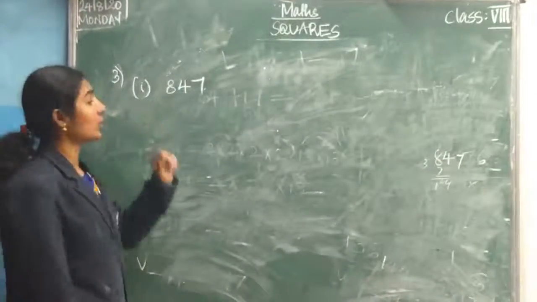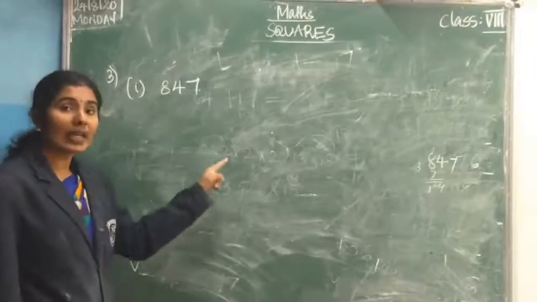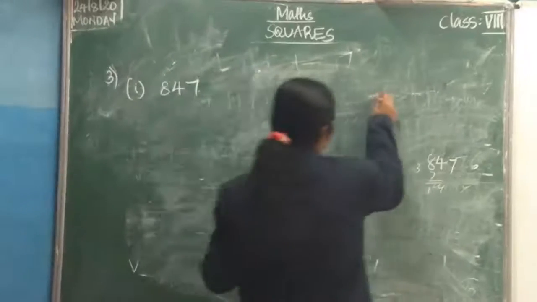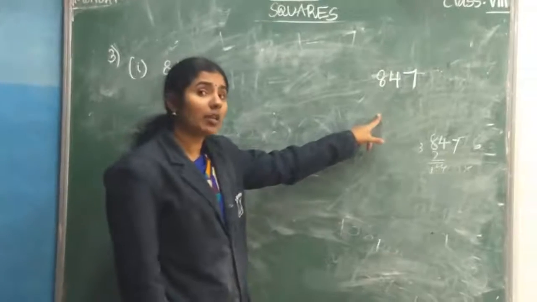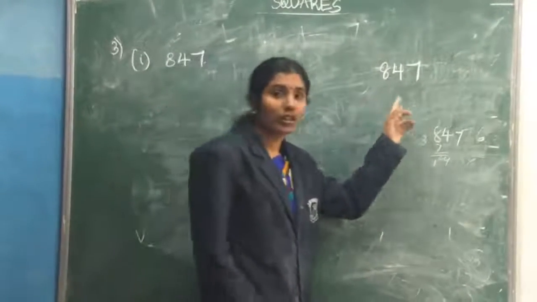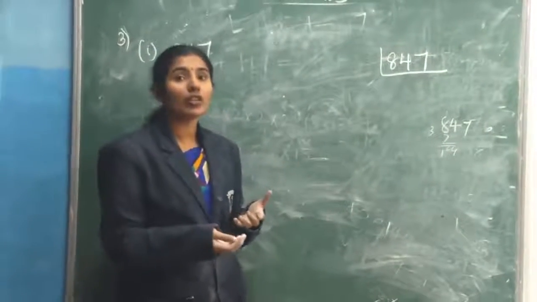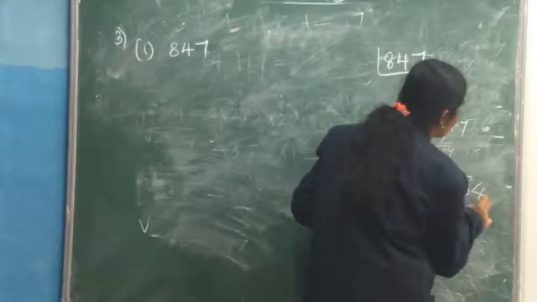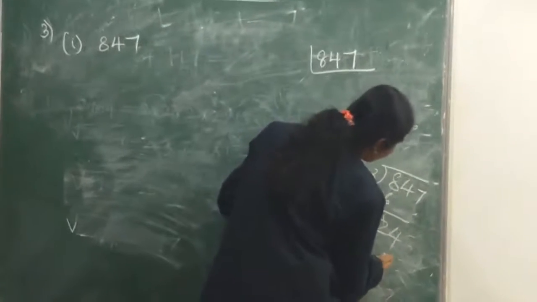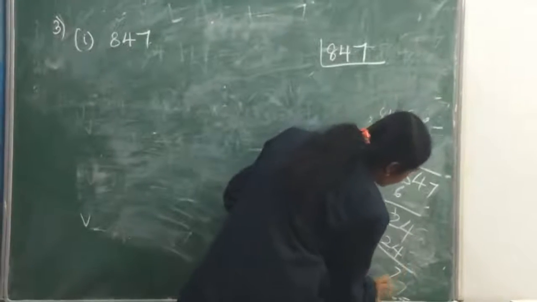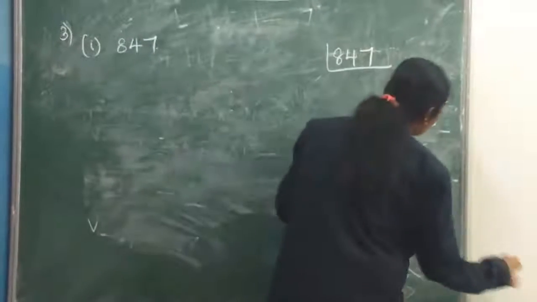So what is the first question they gave? 847. First of all, you should factorize this number. It is an odd number, so you can't divide by 2. The next prime number is 3. With 3 also you can't divide. You can check it: 847 divided by 3, you will get remainder 1. That means with 3 you can't divide.